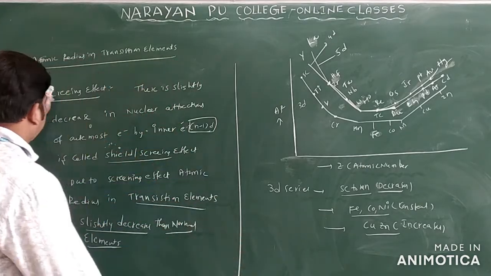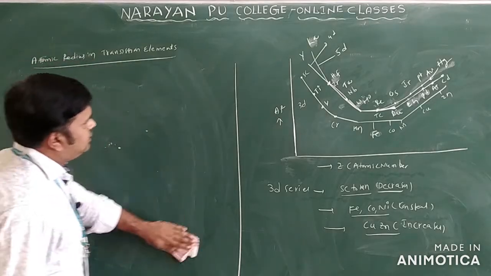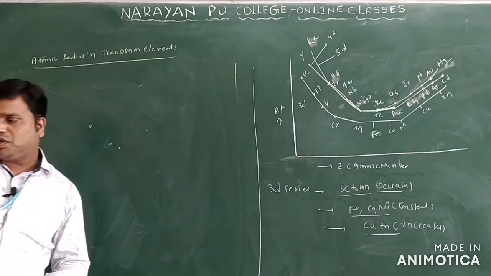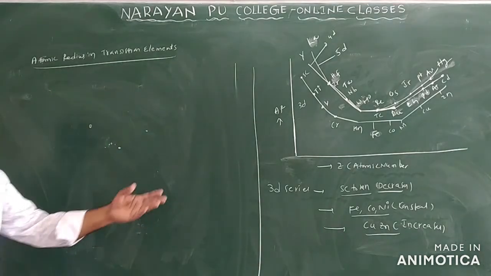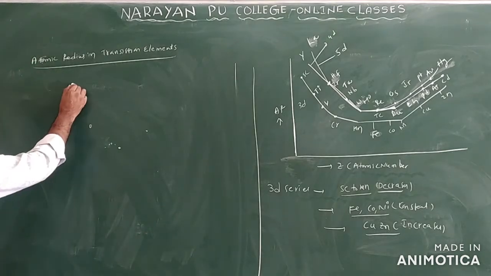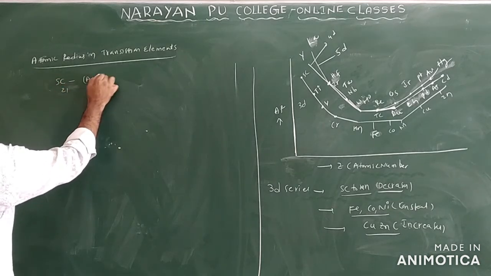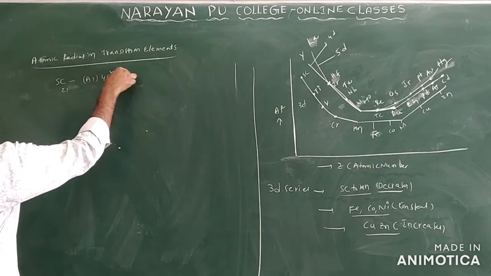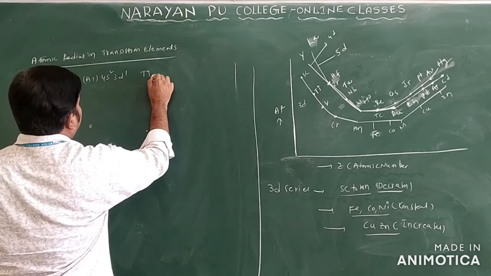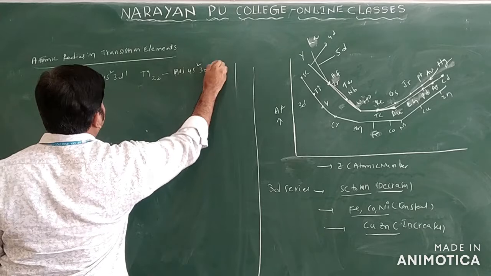Now let us see the configurations of the elements in the 3D series. The 3D series starts with scandium and ends with zinc. Take scandium, atomic number 21: you will write argon 4s2 3d1. Titanium is 22: argon 4s2 3d2.